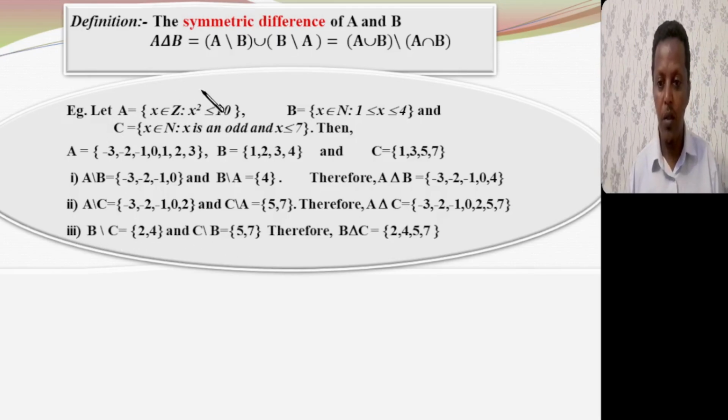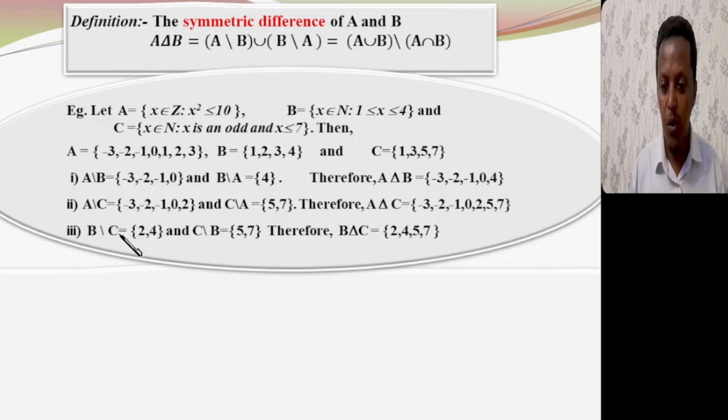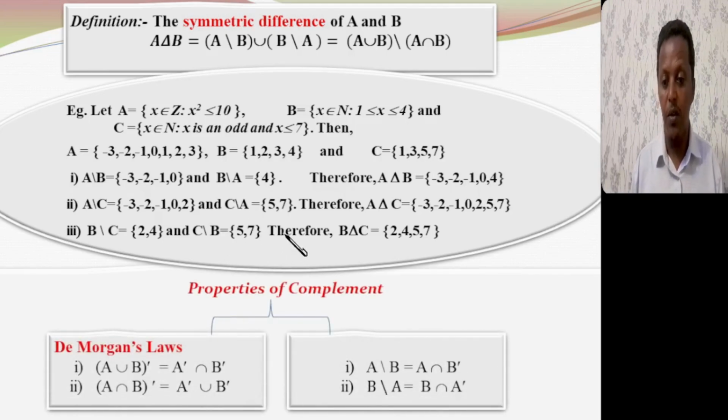And comparing set B and C, B without C, you can see it. B without C will be what? 2 and 4. 2 and 4 lie in B but not in C. C without B, 5 and 7 lie in C but not in B. The union of these two will give us what? The symmetric difference of set B and set C. So in such a way, based on the relative difference of two sets, we can find the symmetric difference.